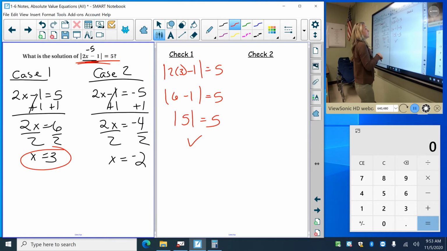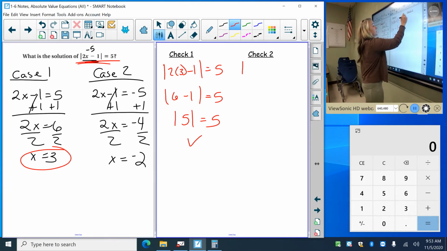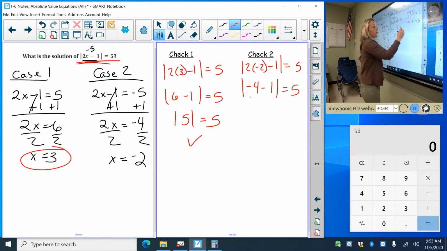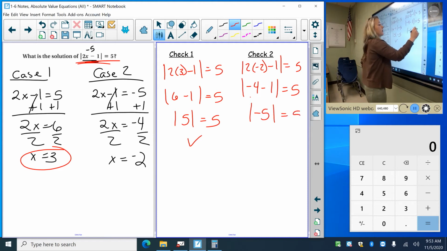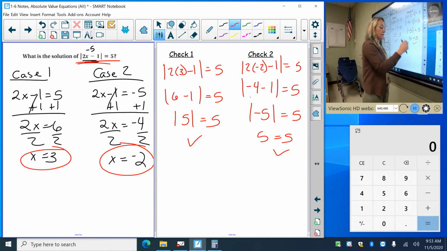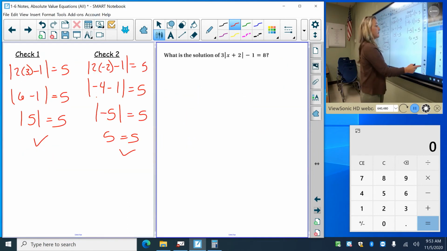Now let's check negative 2. So I have the absolute value of 2 times negative 2 minus 1 equals 5. Absolute value of negative 4 minus 1 equals 5. What is negative 4 minus 1? It's negative 5. However, when you measure the distance of negative 5 from 0, we're going to get positive 5. So we have 5 equals 5. That checks out. So this absolute value equation has two solutions. If I were doing this in MyMathLab, I would put in both solutions. Both of them work in that equation because we have a positive and a negative.